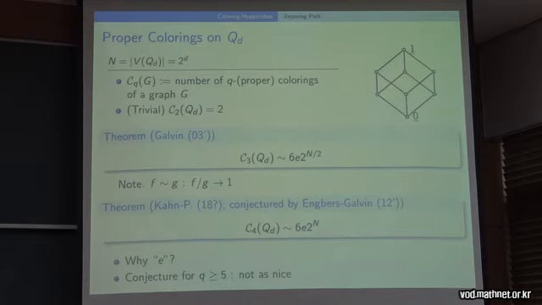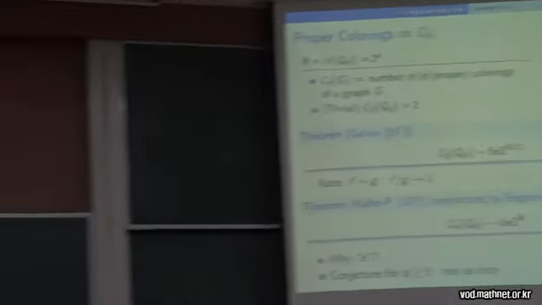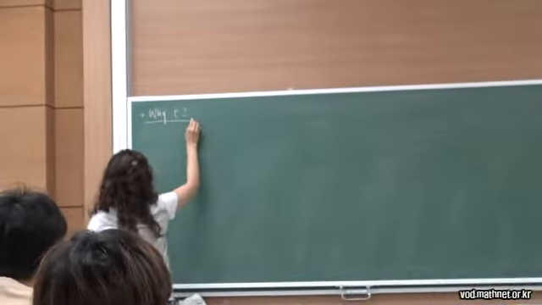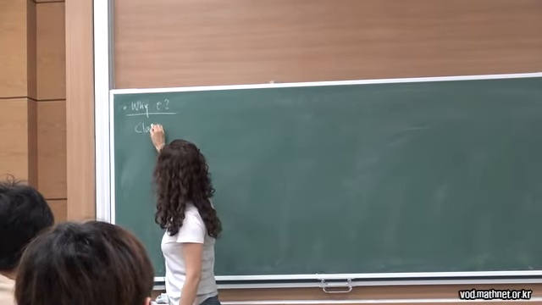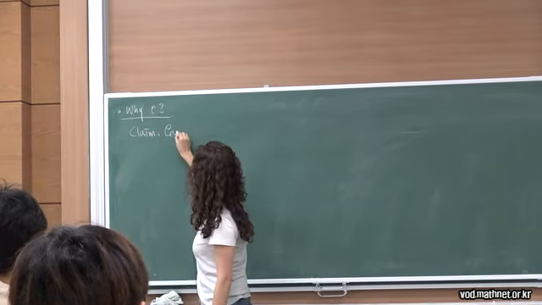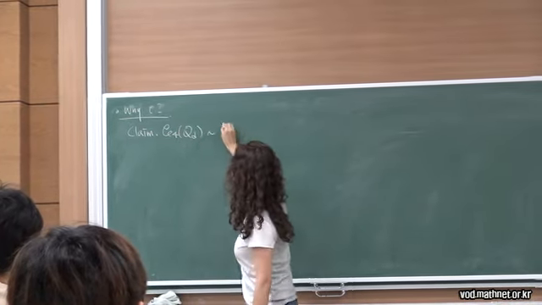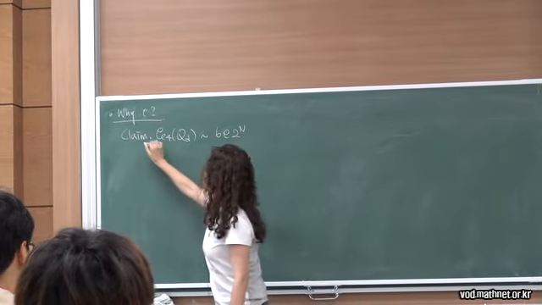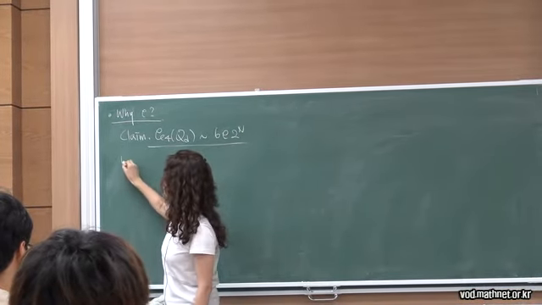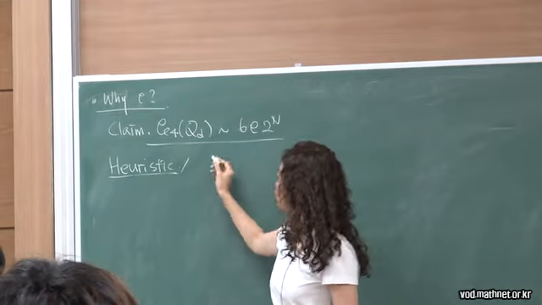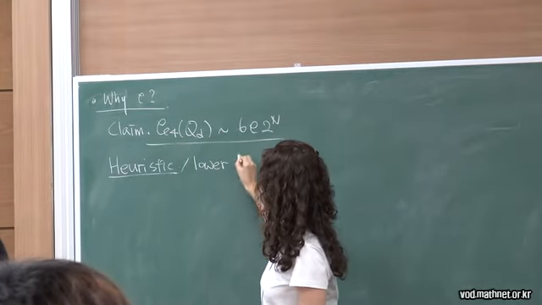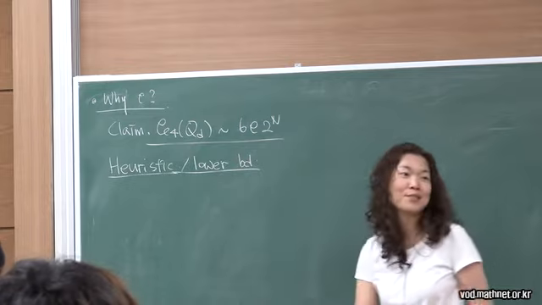Then, okay, so let's answer those questions. The first question is why E? Let me start from there. Okay, so I'm going to give you some heuristic. Our claim is that C4QD is asymptotic to 6 times E times 2 to the n. What I'm going to do is to show you some heuristic, and this will give us some lower bound too. So let's do this together.